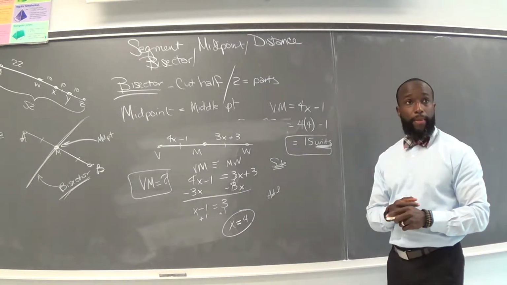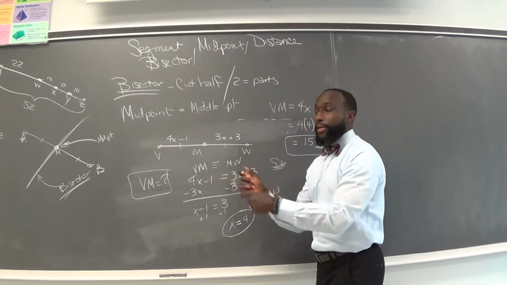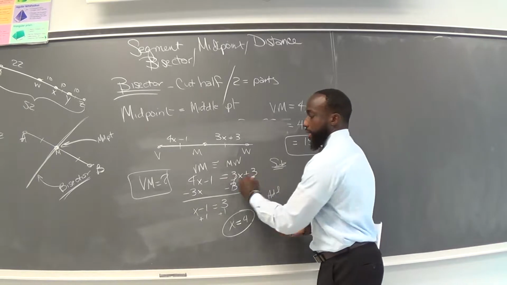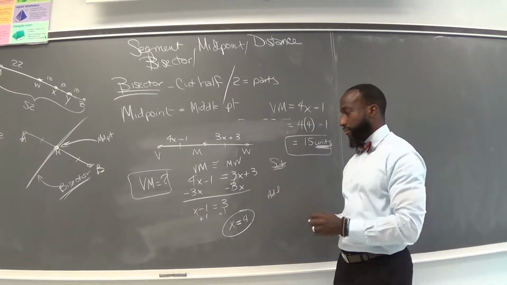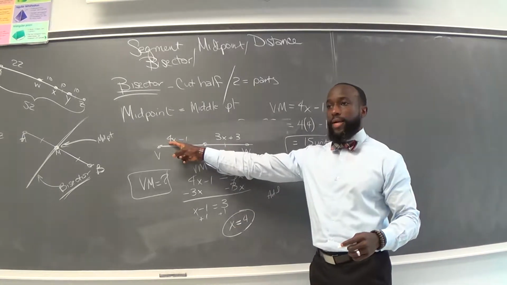We okay? Alright, so the first thing we have to do is solve for x, because this is a midpoint, so these are equal. Which is how we got this equation. We solve for x, and then we substituted x into this expression.